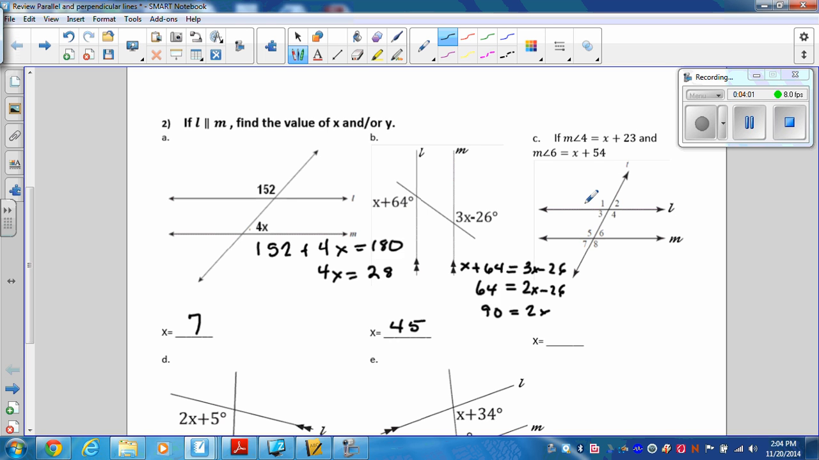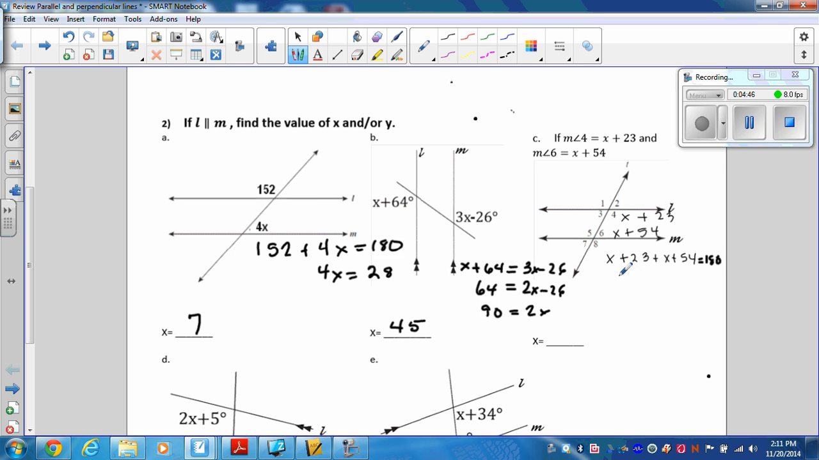Now I'm taking a look at the measure of angle 4. The measure of angle 4 is x plus 23. So in question C, we have angle 4 is x plus 23. I like to write them in there so you have a visual. And angle 6 is x plus 54. So this angle plus this angle is 180. These two are supplementary. So x plus 23 plus x plus 54 equals 180.